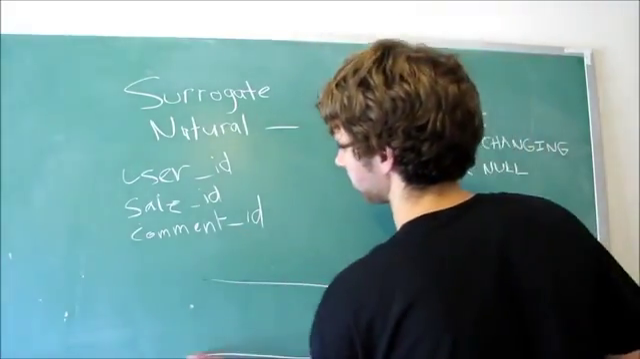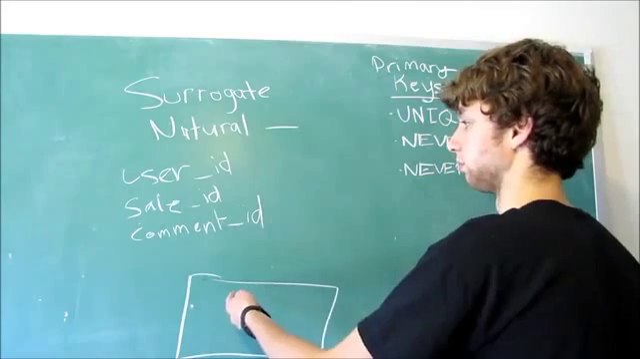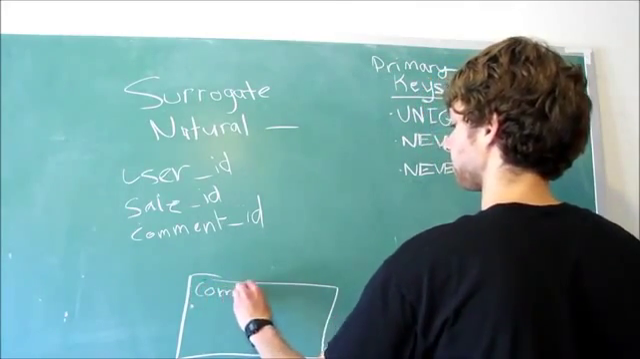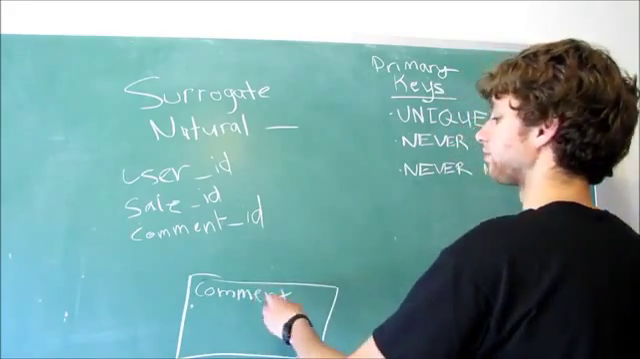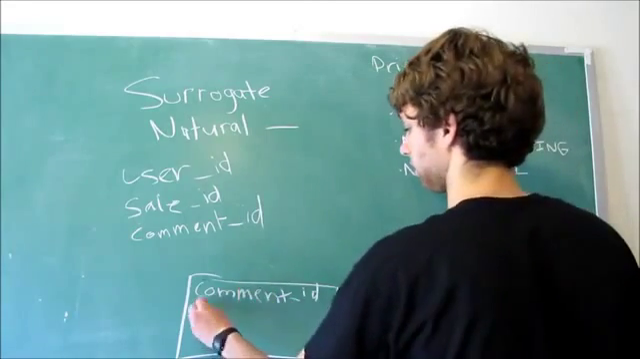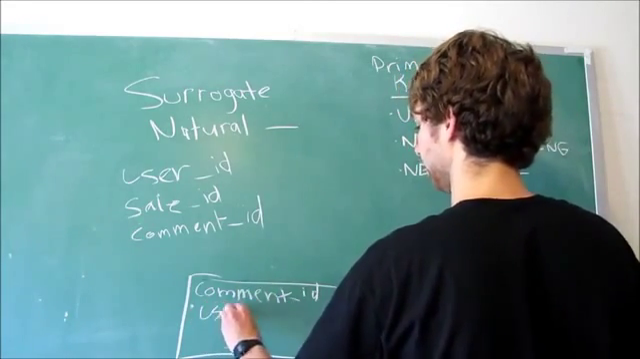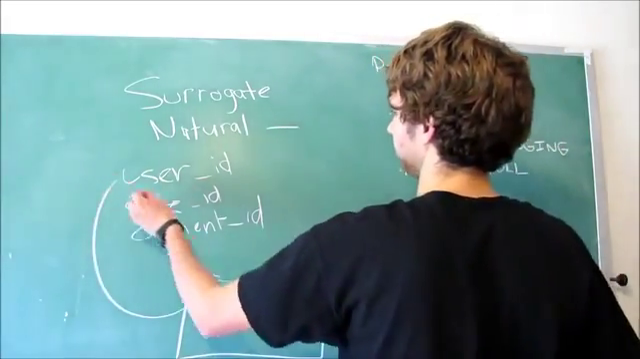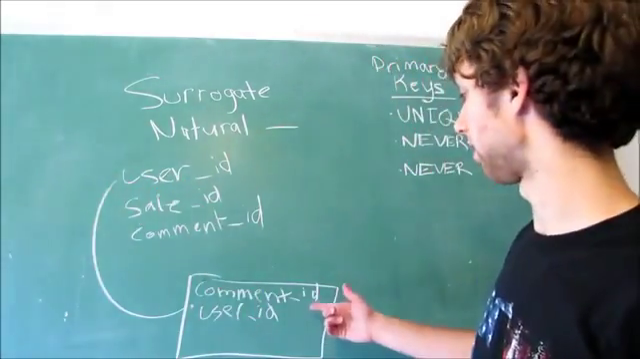We have the comments. We're going to have a column for the comment ID. And then we'll need a reference to the user that posted the comment. So we'll have the user ID as a foreign key, which points back to the user table. So that's kind of how that works.